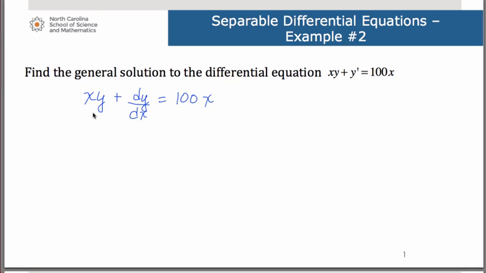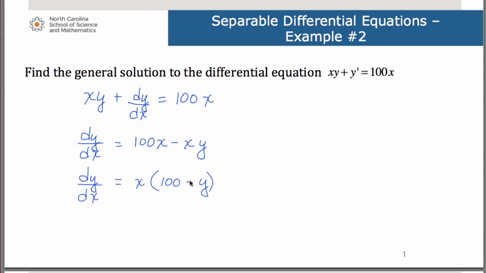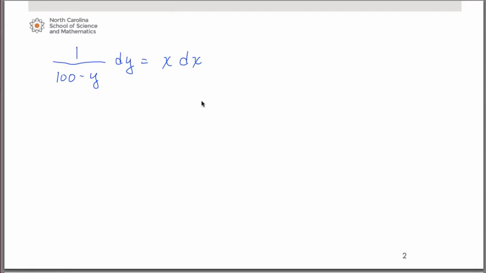Next, let's subtract xy from both sides of the equation, and then factor out an x so that we can actually separate the x's from the y's. If we now multiply both sides by dx, you'll see that our next step needs to be to divide by the quantity 100 minus y so that we can get the y's on the left and the x's on the right. We then take the antiderivative of both sides of the equation and find our antiderivatives as we typically would.